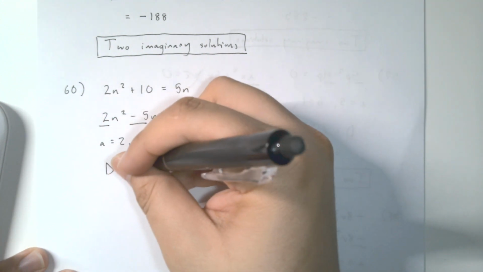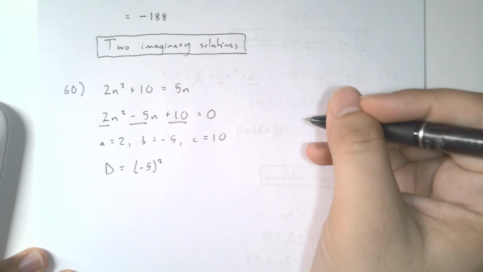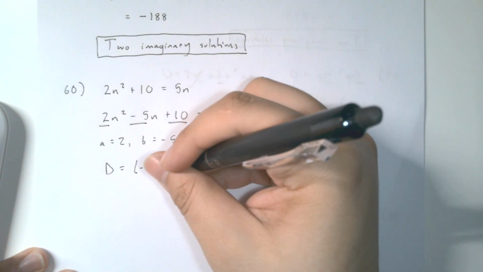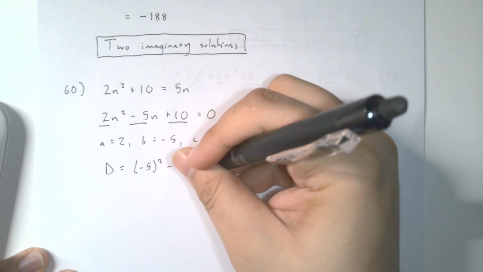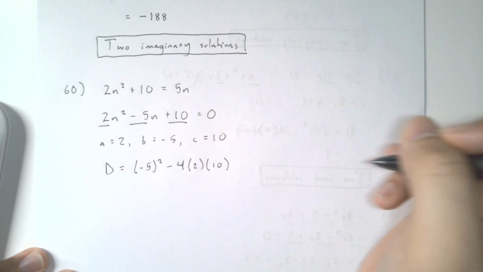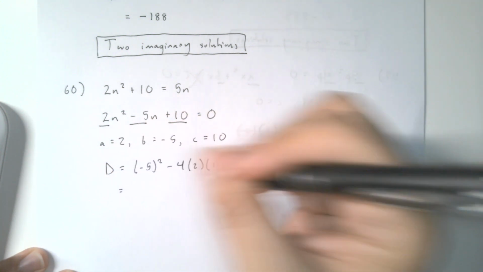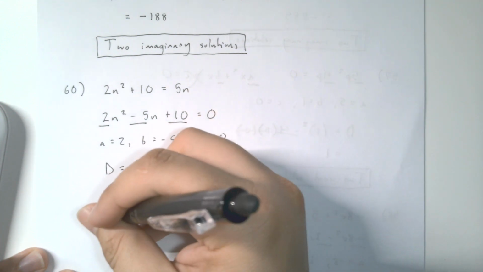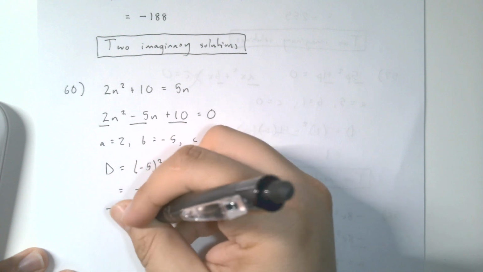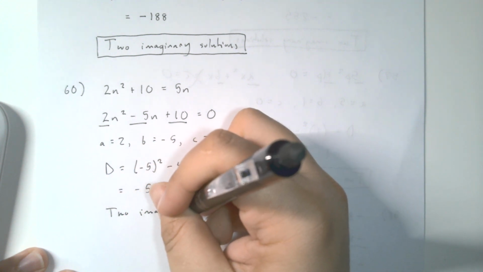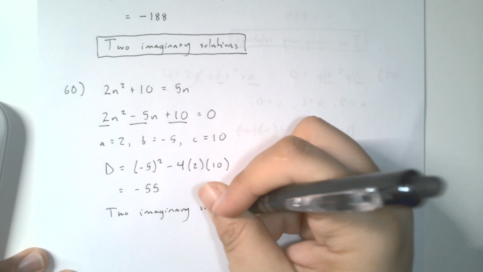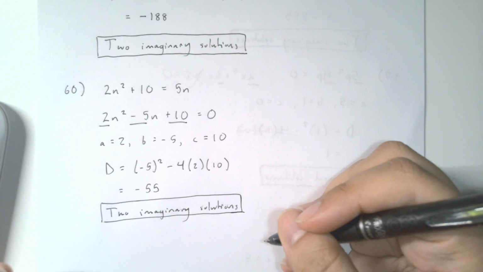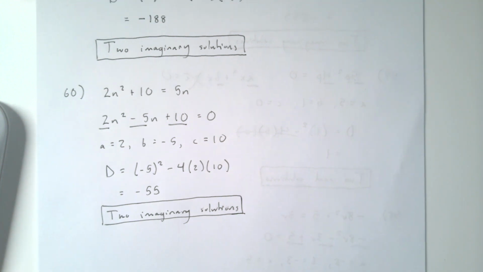And so our discriminant is b squared, so negative 5 squared. Sorry, not negative b squared, but b squared minus 4 times a, which is 2, times c, which is 10. And calculating that out, we have negative 55, which gives us 2 imaginary solutions. And so that concludes section 5.